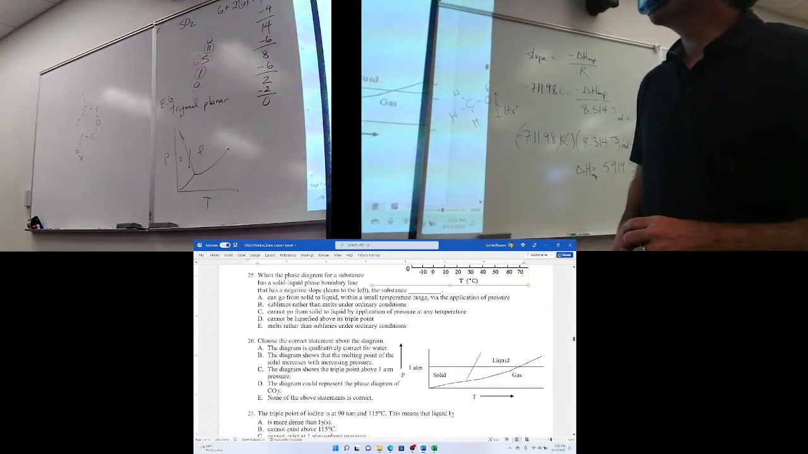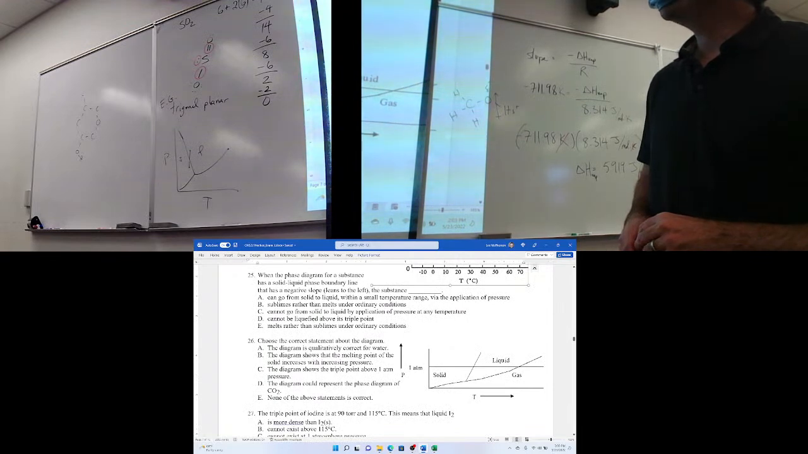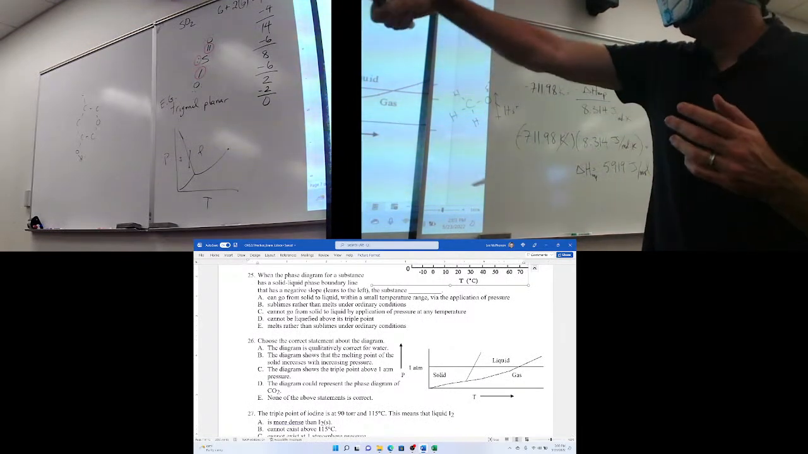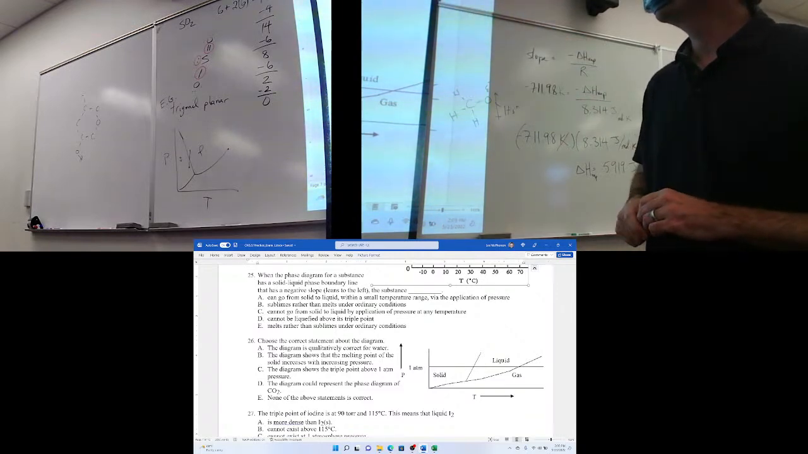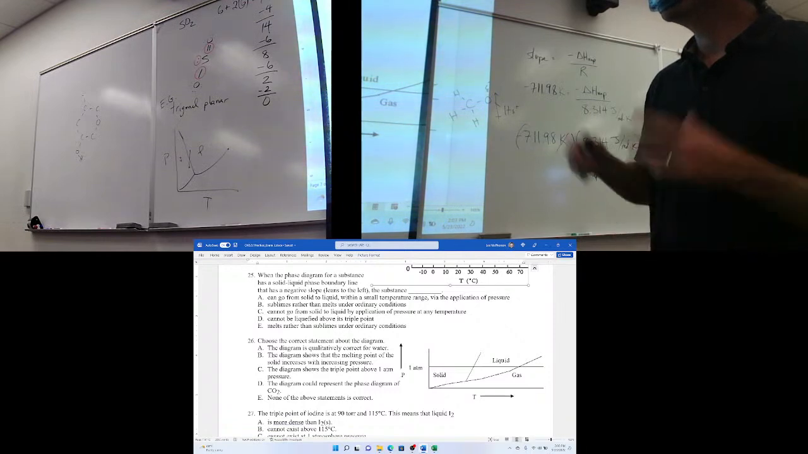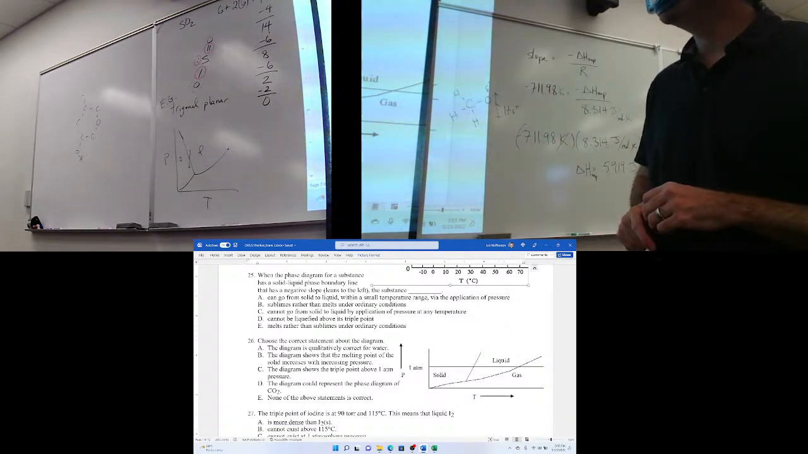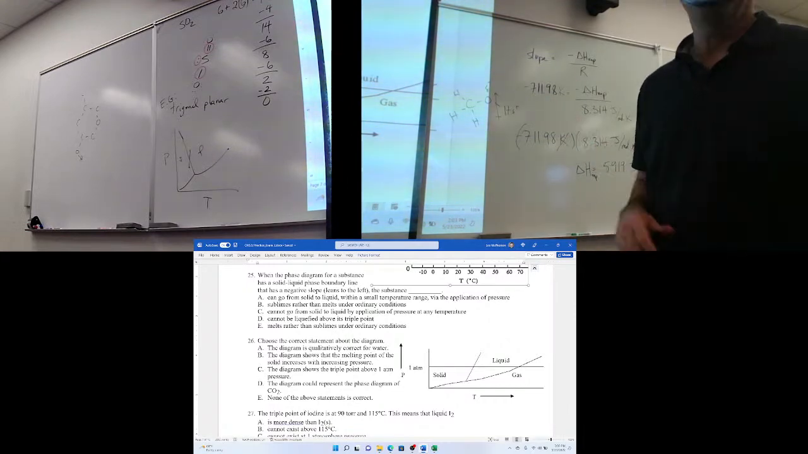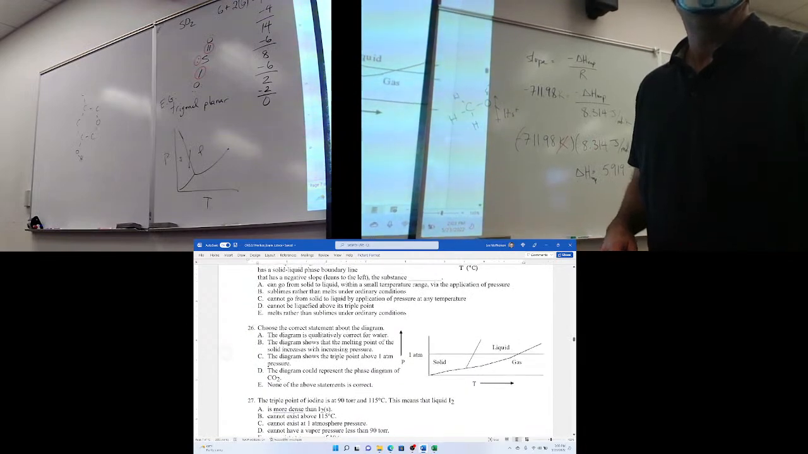What are the other answers real quick? So sublimes rather than melts. No, because sublime is below that line. That's solid to gas. Cannot go from solid to liquid by application of pressure. No, that's not true. Cannot be liquefied. No, that's not true. Melt rather than sublimes under ordinary conditions. No, that's not true either. Okay. So A is the only one that works.